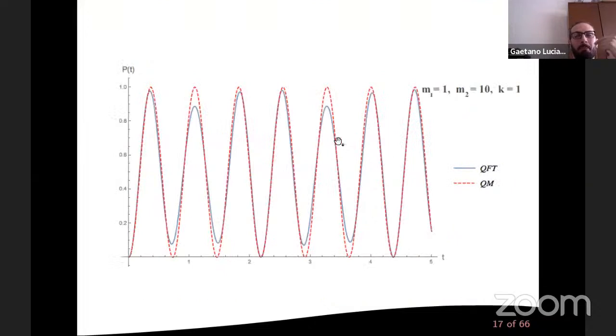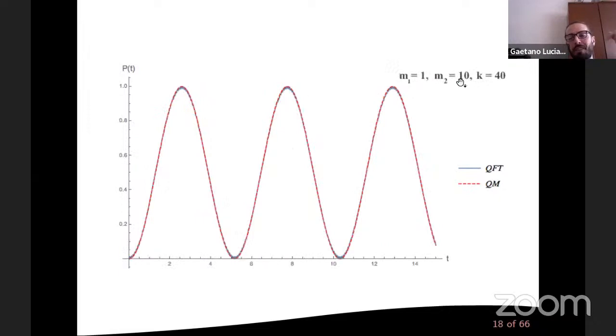Okay, here is just a plot to see the difference between the full theoretical and quantum mechanical formulas. You can see, if you consider K much smaller than the product of the two masses, the difference is evident. On the other hand, if you work in the relativistic limit, K much higher than the square root of the product of the two masses, you can see that the two curves exactly coincide with each other. And this is what I was saying before: in the relativistic limit, this quantum field theory approach reduces to the quantum mechanical approach.